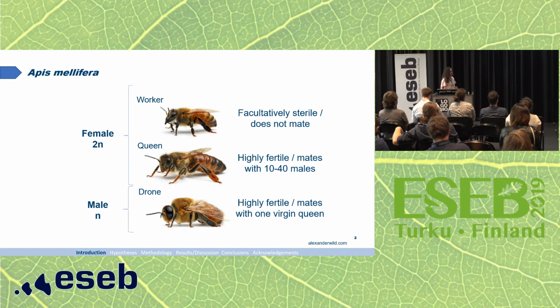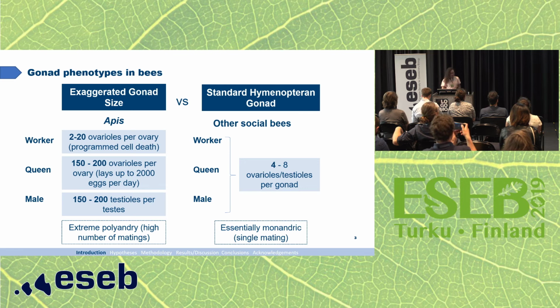So when we think about this mating strategy, we think about the gonad phenotype. In the genus Apis, we have what we call exaggerated gonad size. Workers have 2 to 20 ovarioles per ovary, as a result of programmed cell death during development, and queens have 150 to 200 ovarioles per ovary, laying up to 2,000 eggs per day. Males are really similar to queens, having 150 to 200 testioles per testis.